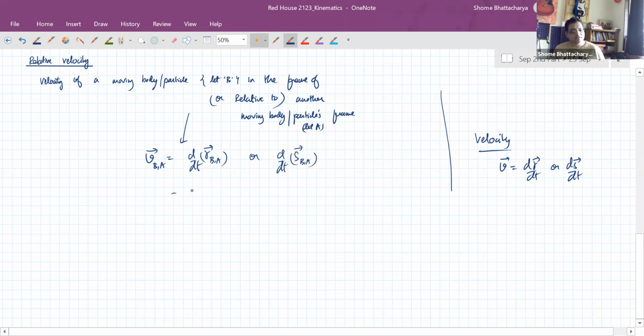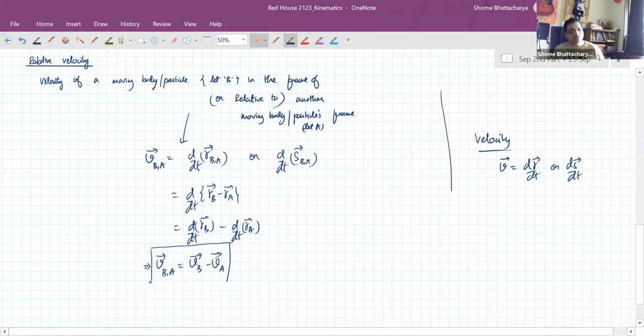And then we go on to apply the step that what is relative position? It is the position of B in ground frame minus the position of A. So this becomes the rate of change of RB minus the rate of change of RA. When we operate this differentiation, it becomes like this. And by definition, this is nothing but the velocity of B in ground frame, and this is nothing but velocity of A in ground frame. So we have a symmetric kind of definition that relative velocity of B with respect to A is also velocity of B in the ground frame minus velocity of A in the ground frame.